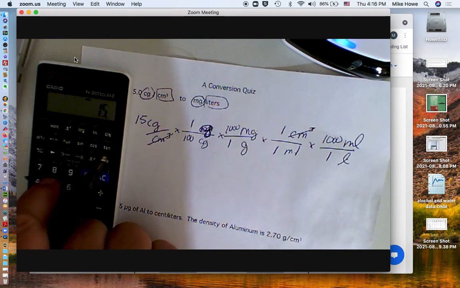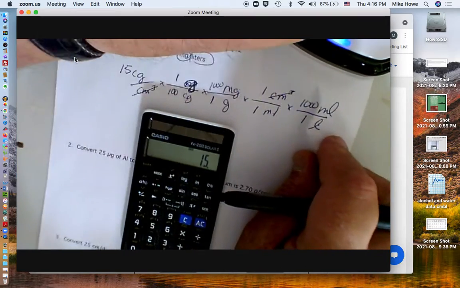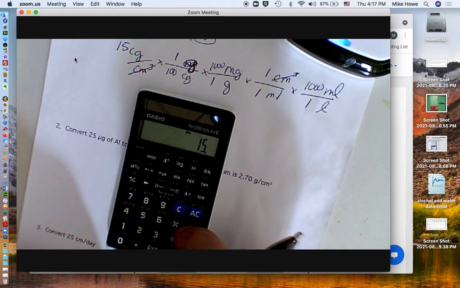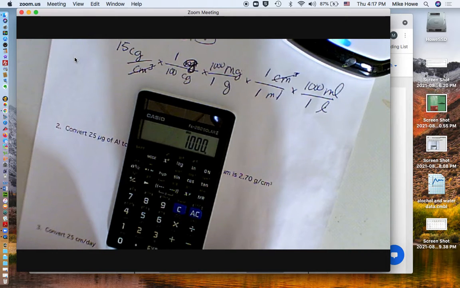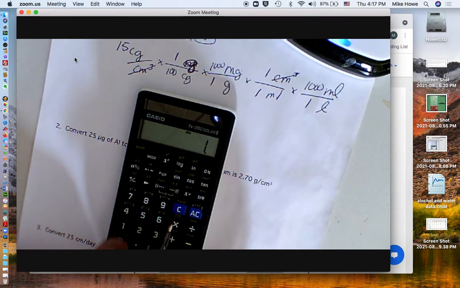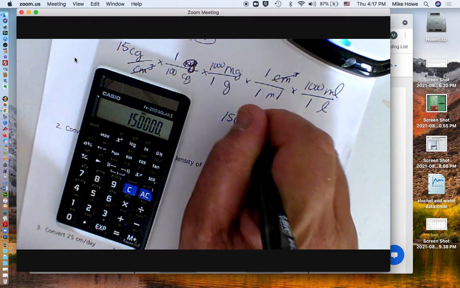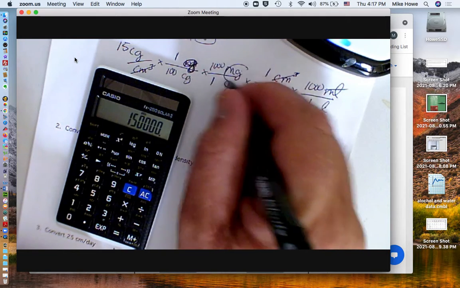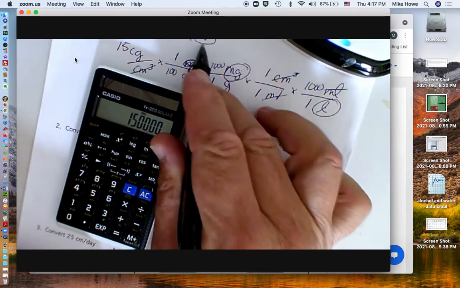You would have 15, and that would be multiplied by 1,000 and then multiplied by 1,000 again. Now you divide by all of the numbers that are on the bottom. In this case, there's just a 100 down there, so we're going to divide by 100, and we get 150,000. And the unit on that would be, milliliters gone, so you have milligrams on top left that haven't canceled, and liters on the bottom. Milligrams over liters, that's what we want.